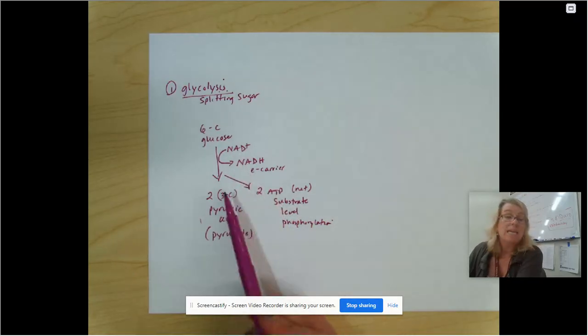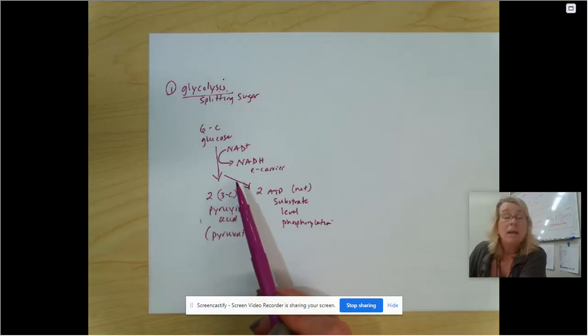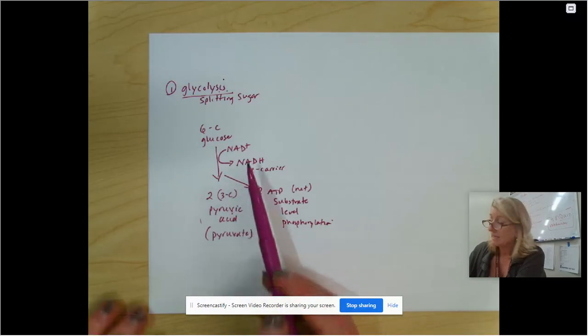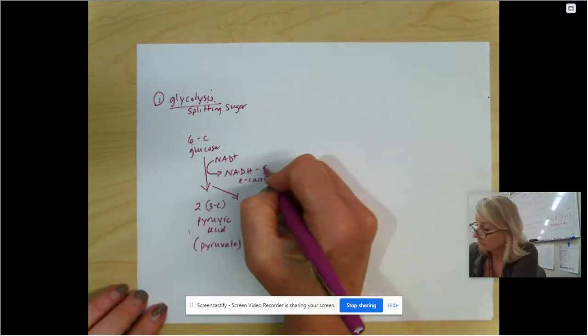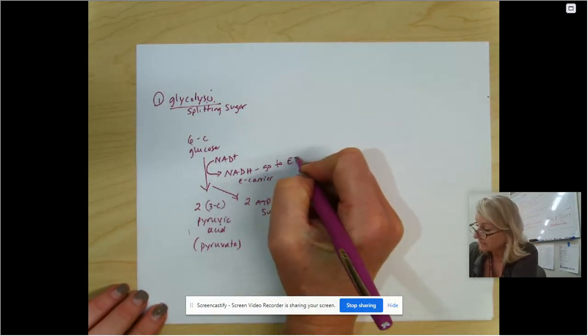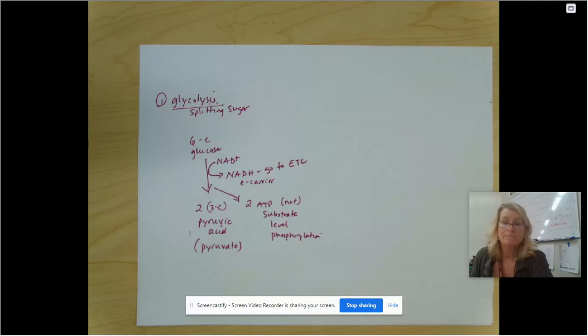And we reduce NAD plus to NADH. And if oxygen is present, NADH is going to go to the ETC. Boom. That's all you need to know about glycolysis. That's pretty cool because it's a really complicated set of reactions, and that's all you need to know.